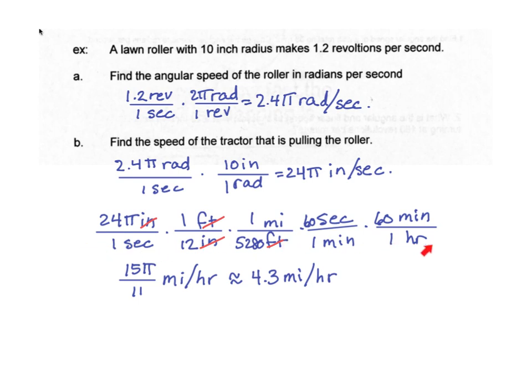And then I multiplied everything straight across. Remember, you have to divide by each of the things that are in your denominator. And that ended up with 15 pi over 11 miles per hour, and that's approximately 4.3 miles per hour. So in other words, you don't want to get stuck behind that tractor.